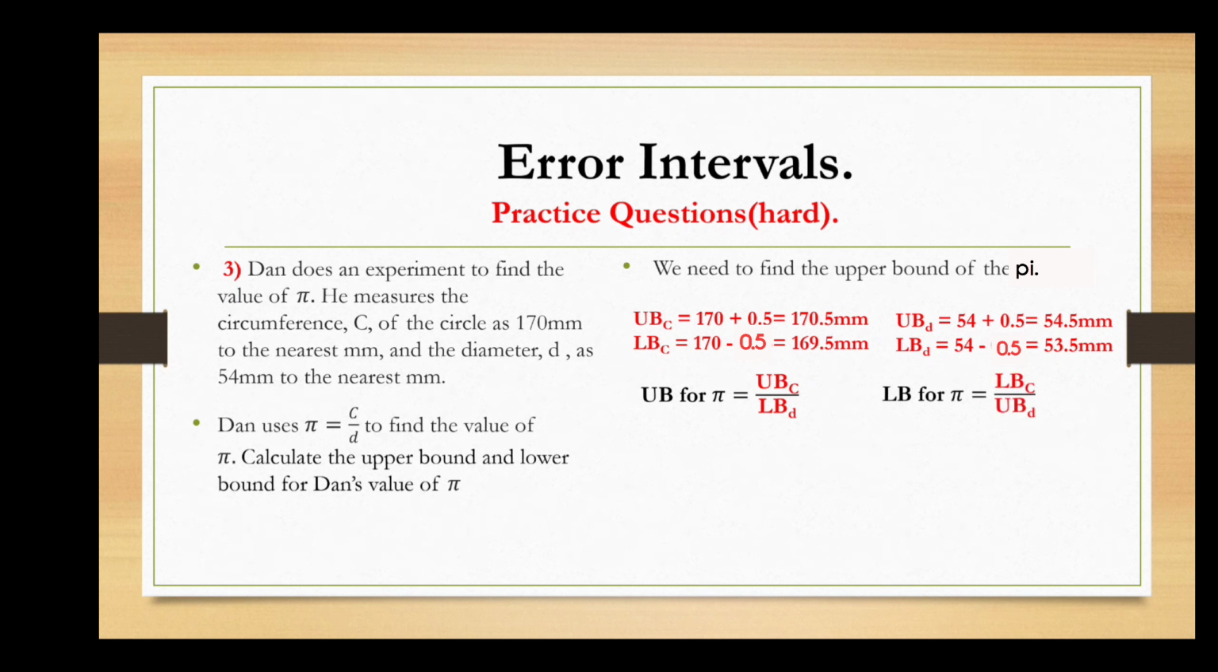So these are just practically the formulas on the screen of what I was explaining. Okay, now we go ahead and we plug these values in. Let's start off with the upper bound for pi. We are going to have 170.5 divided by 53.5. So it's the maximum value of the circumference divided by the minimum value of the diameter. Okay, then for the lower bound of pi, we do 169.5 divided by 54.5, and that gives us 3.110.